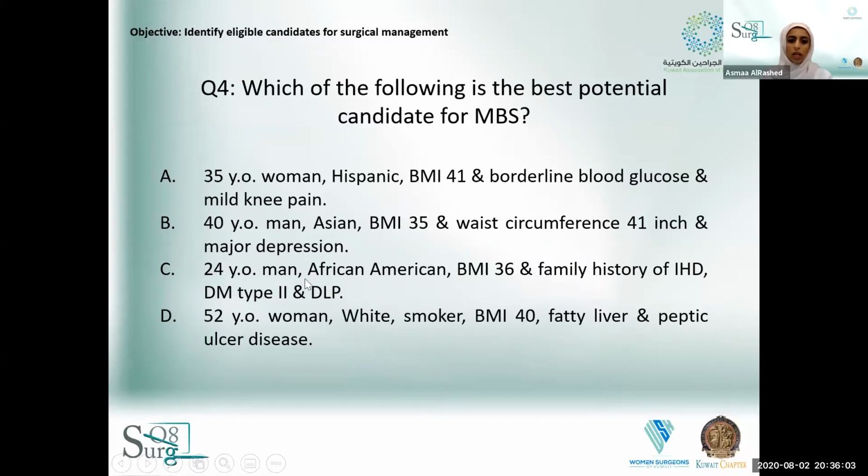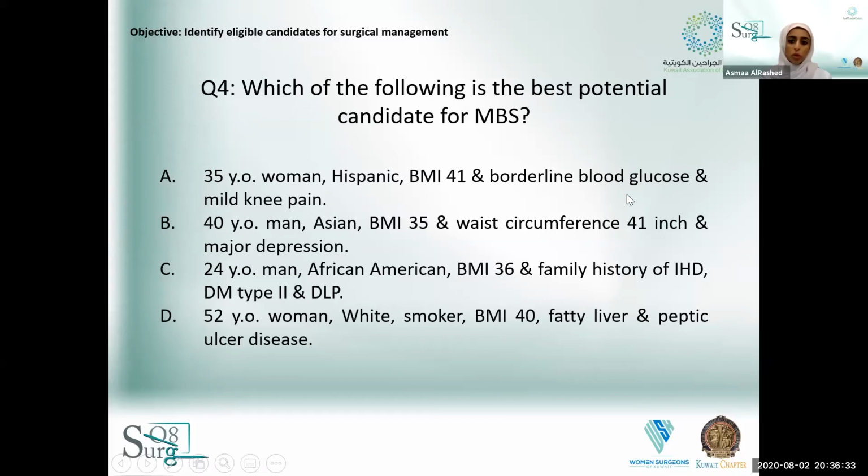patient selection, the African American, which most of you answered, had a BMI of 36. He does not have any other comorbidity. He has a family history, so he's actually just an African American with a BMI of 36. So he could be that muscular guy you just saw. The Asian guy, for example, has a waist circumference of 41 inches, and he has major depression, which is a disease relevant to his obesity, and therefore he's the more affected.